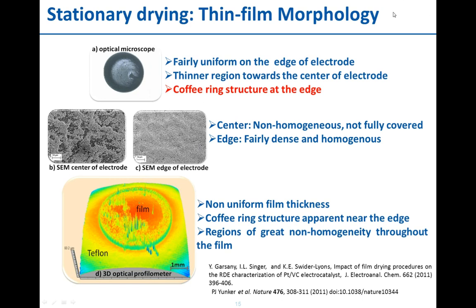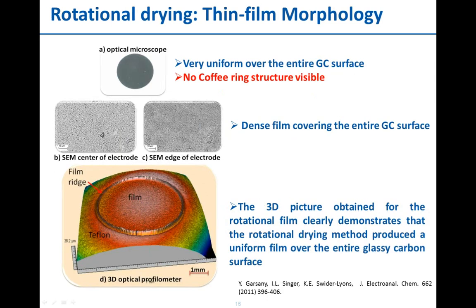So how do you move away from that? The way I did this is by trying to change the way we dry the film, and doing a rotational drying method while I dry the film. So on the next slide, we're going to compare the difference with having a rotational film.